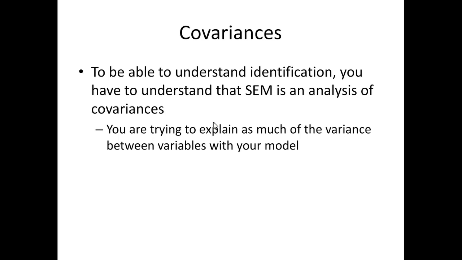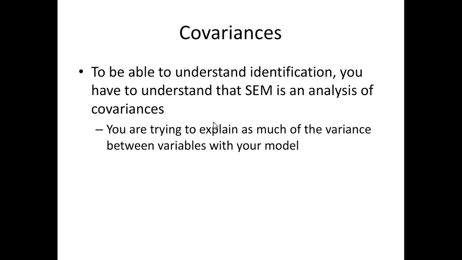Okay, so that's specification. Moving on to identification. You have to understand in identification that SEM is analysis of covariance, or if you standardize it, correlation. That means that I have all of the variables and I've created the covariance between them, the relationship between each measured variable. So we're trying to explain as much of that variance as possible.